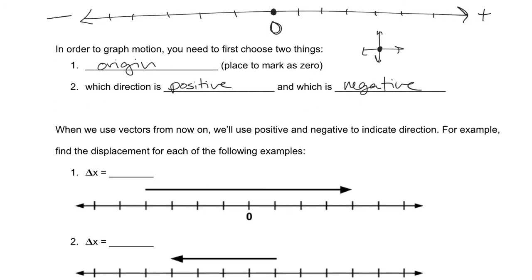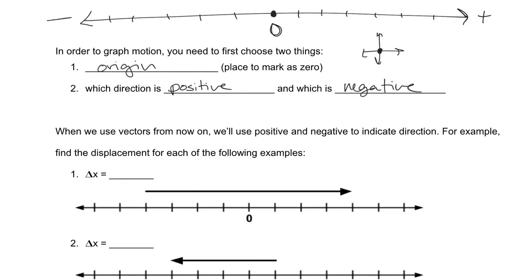Okay, so we're going to look at some examples using these positives and negatives. The sentence here says, when we use vectors, we'll use positive and negative to indicate direction. Our example is finding the displacement for each of the following examples. So let's look at number 1. We've got a number line, and 0 is going to be right there in the middle. That's our origin, the place we're marking as 0. We need to pick a positive and a negative, and I'm going to go with convention here.